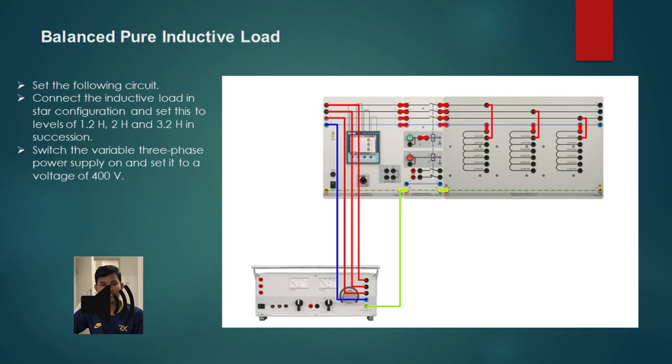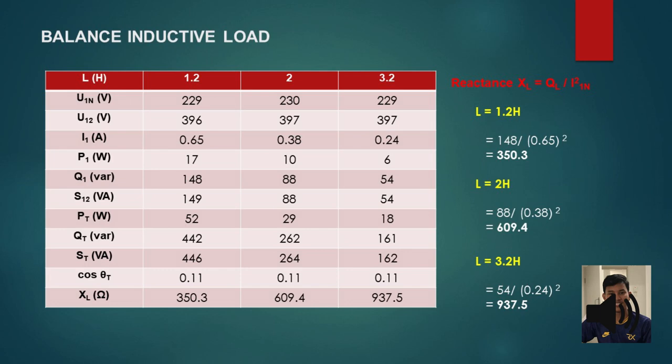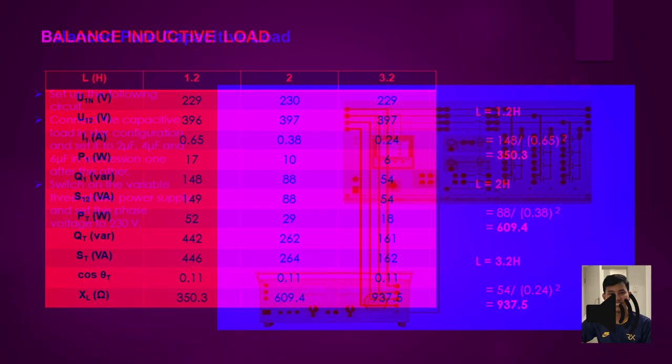After we get the results of the three different inductive loads, we need to calculate the value of reactance of the three different loads. The formula for reactance of inductive load is the reactive power of the load over the current squared of the phase.